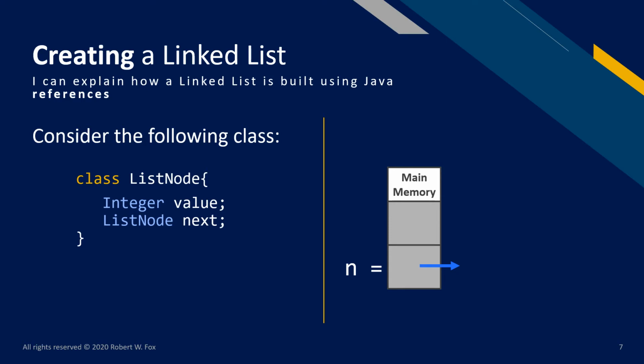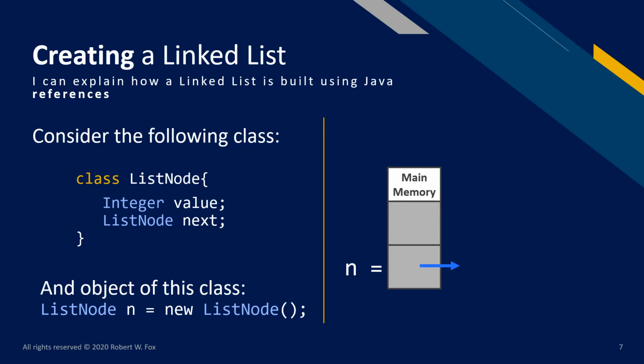What does that mean? Well, let's take a look at an object of that class. ListNode n equals new ListNode. And what it will create is an object like you see on the right. Again, the class had two variables, so the object has two variables. The value starts off at 0, and then the next variable is a reference to another list node.